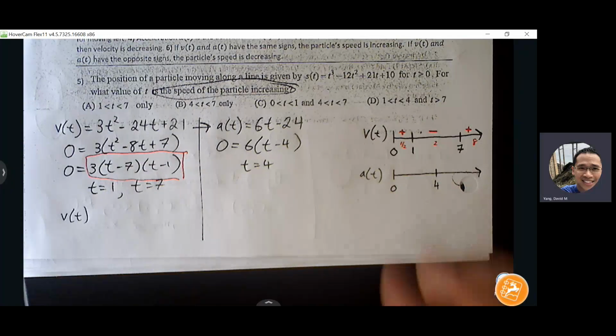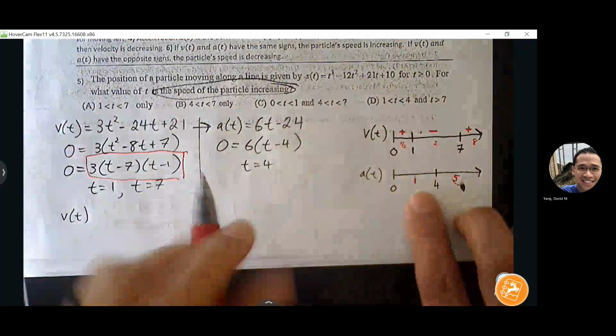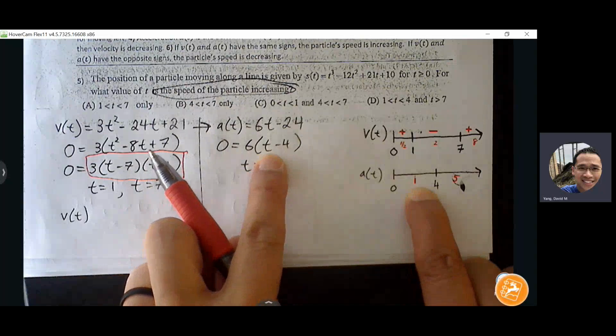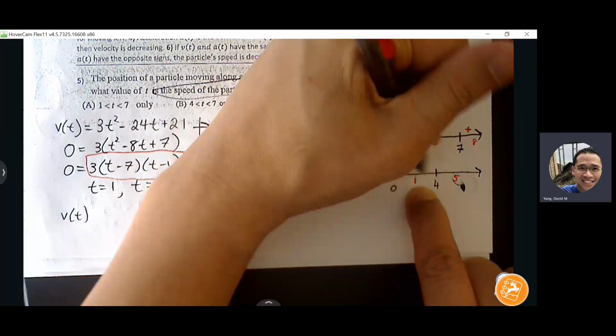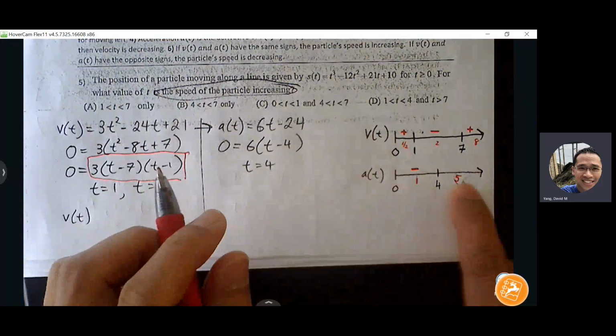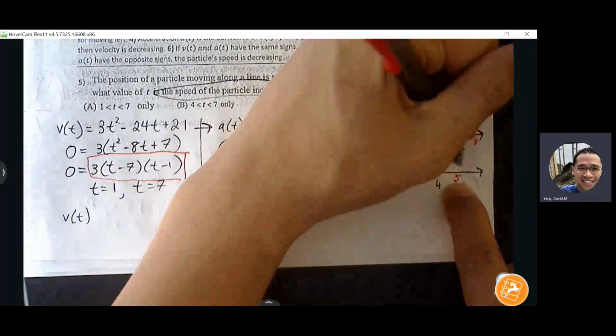All right, so we've found the critical points. So I'm going to test 1 and 5 in my acceleration. So 1 minus 4 is negative. So I know in this interval, acceleration is negative. To the right of 4, though, positive.